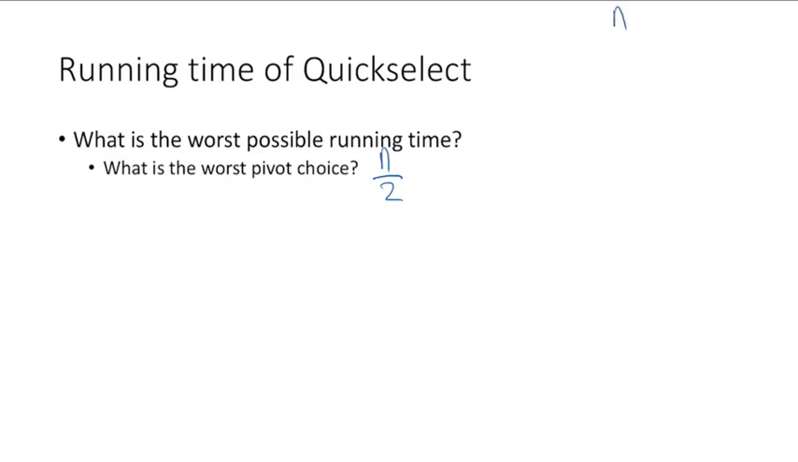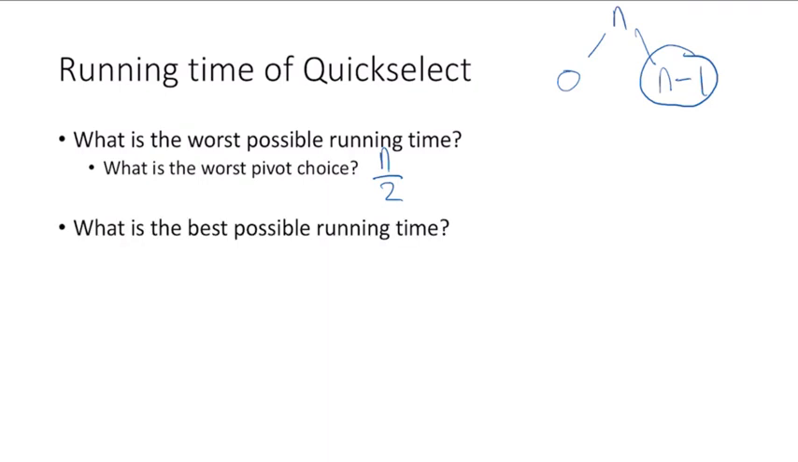Well, if I have all n elements, and I'm looking for the middle element, let's say I partition it into 0 elements and n minus 1 elements. Well, now I have to search the n minus 1 elements. So our worst pivot here is the same as the worst pivot that we had for quick sort, which is if we take the minimum or the maximum values.